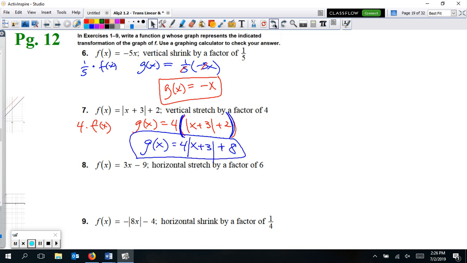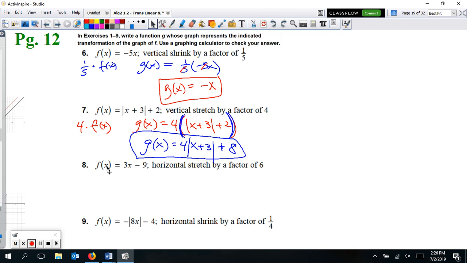So that's now going to just look like this. 4 is on the outside of the absolute values. Notice it didn't change. x plus 3 is still the same. But now 4 times 2, it's a plus 8 at the end. And so there's our new function for g of x. Number 8 is a horizontal stretch by a factor of 6. So again, when it says horizontal, that means we're going to do it to the inside of the function where x is. So it's got to be inside.